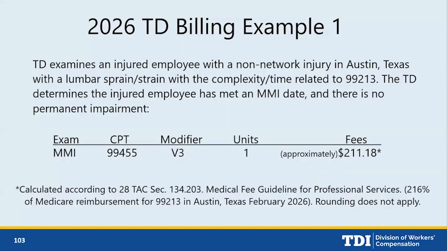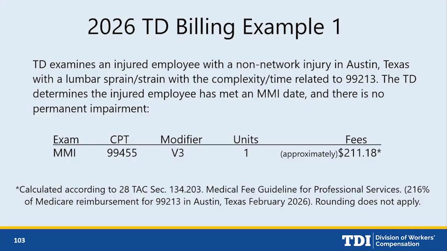So, treating doctor billing examples. This example is when you've examined the injured employee, non-network injury. Location is in Austin, Texas. We've included the location in this because it matters, because we're using the medical fee guideline here, lumbar sprain strain with a complexity associated to CPT code 99213. So the treating doctor determines the injured employee's reached MMI, but there's no permanent impairment, no possibility of permanent impairment. The code would be 99455 using that V3 modifier because it's related to 99213 CPT code.